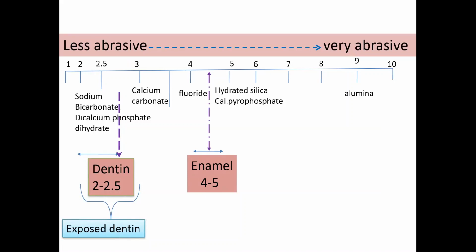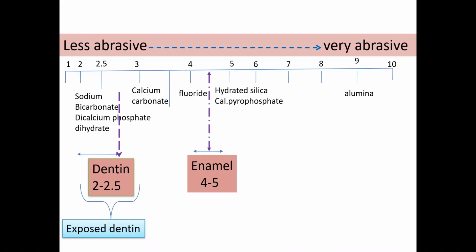if you use any abrasive less than 2.5, it's safe for the dentin and the enamel. If it goes beyond 2.5 to 3 on the scale of hardness, then it may abrade. Say, for example, calcium carbonate is a 3, so it may abrade the dentin because the hardness of the dentin is only 2 to 2.5. Whereas for enamel, the hardness is 4 to 5.